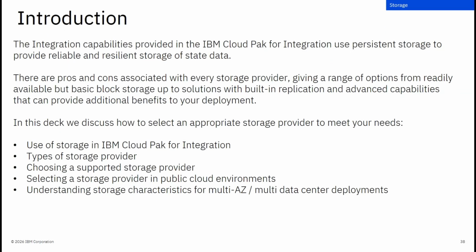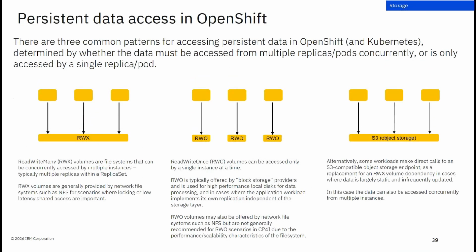CP4I components use a mix of block, file, and object storage, with each provider offering different benefits and trade-offs. Customers evaluate use cases for storage selection. Data access patterns include read-write-many, RWX, read-write-once, RWO, and S3 object storage. Each component's requirements determine the best type of persistent volume.